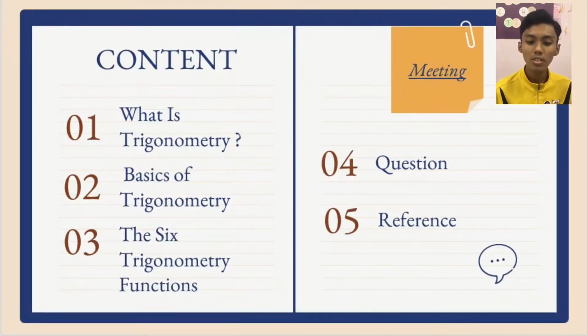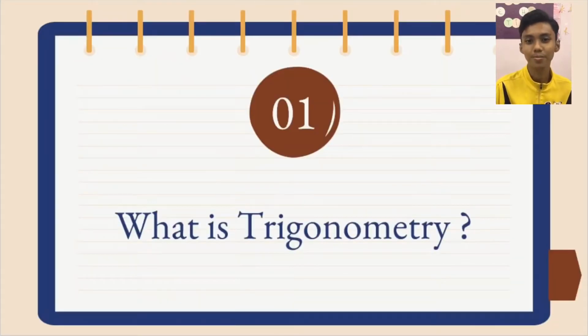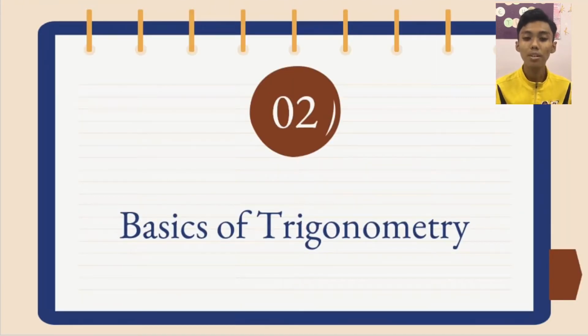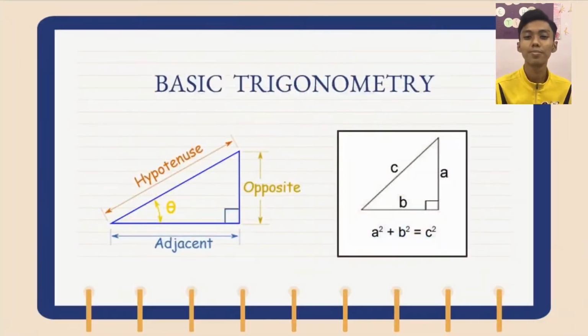First, what is trigonometry? Trigonometry is a study of relationships that deal with angles, lengths and heights of triangles, and relations between different parts of circles and other geometrical figures. Second, basics of trigonometry.